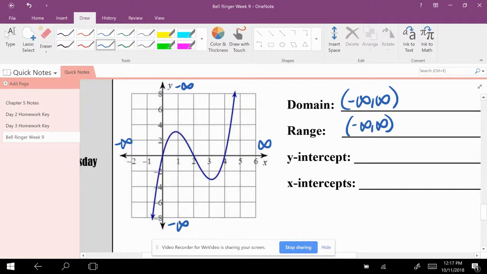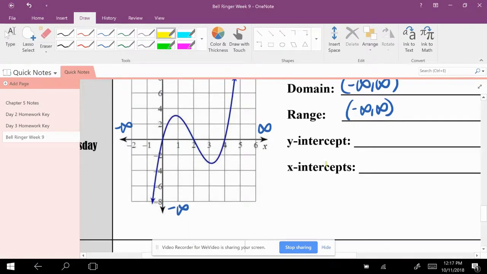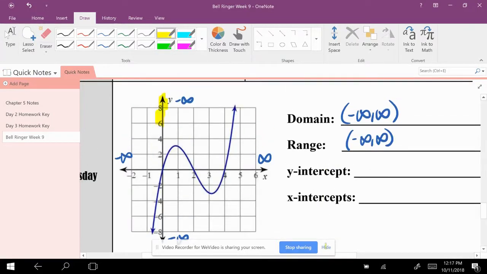Staying by domain and range, the graph's going to go all those directions forever. The y-intercept. Okay, so I'm going to have my highlighter here. Hold on one second, Jamil. My highlighter's right here. Yeah, that's my y-axis.